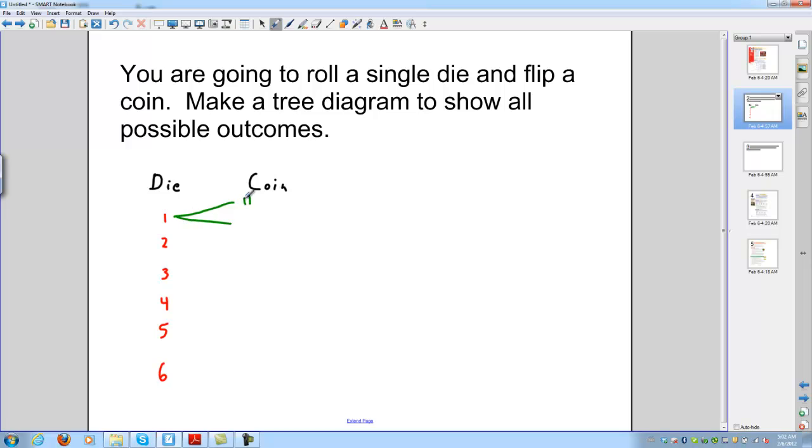So we've got heads and tails, and from here on I'm just going to abbreviate that with H or T, make it a little bit easier. H, T, H, T, and hopefully at this point you get the idea.